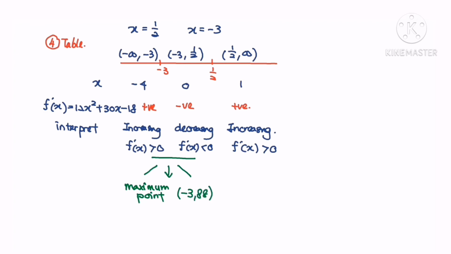Now kindly refer to the second part. We have decreasing followed by increasing. So for this part it will be a minimum point, where we have 1/2 and 9/4. So here we are, and thanks for watching.